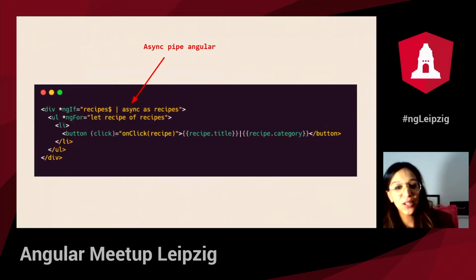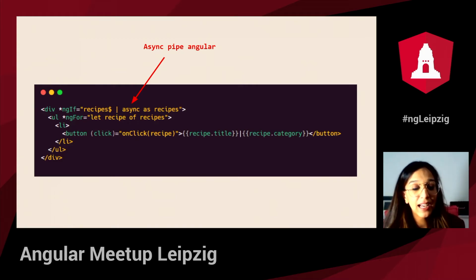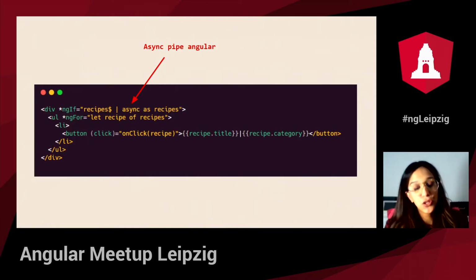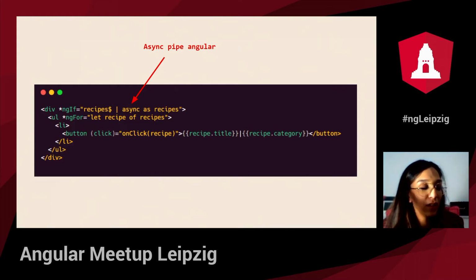So here, the first one is the asynchronous pipe, async pipe. If you're working with Angular, you may be familiar with this pipe. If you don't, just give it a try. First of all, this pipe manages the subscription for us, and best of all, it manages the unsubscription also. Okay, so we are done. Angular does the job for us.